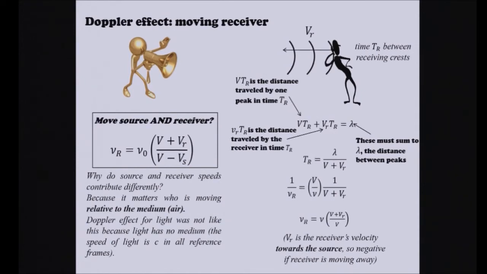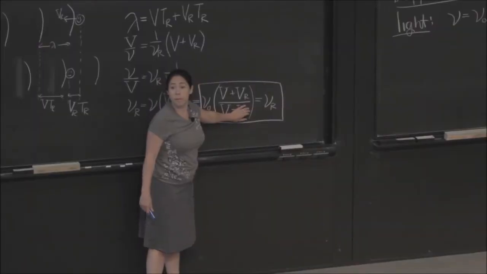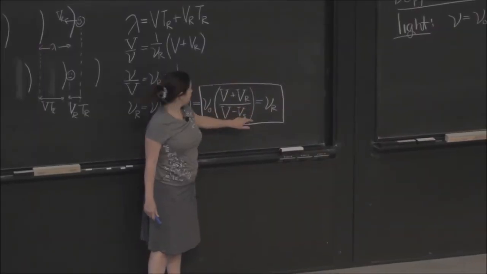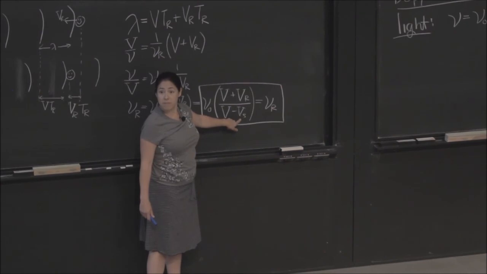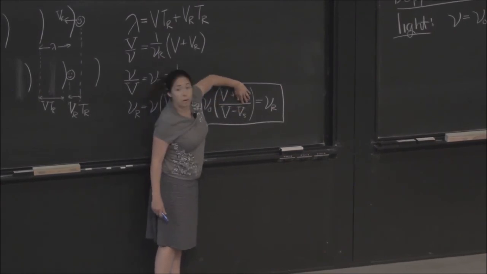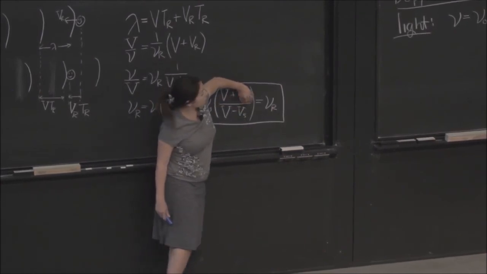Was there an equation for just the receiver moving? Yeah, so if just the receiver is moving, then what is the speed of the source? Then it just goes to 0. And if it's just the source moving, then the receiver's speed is 0. You recover the same equation.